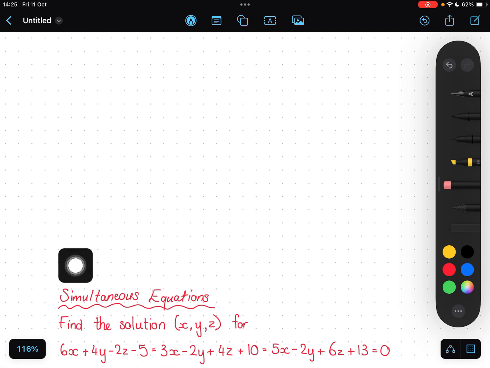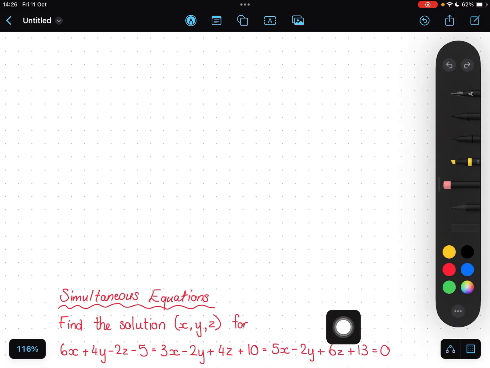Okay, so here's a simultaneous equations question that you guys asked me to go through. It says find the solution x, y, z for, and it gives us an equation here. It's funny because it has x, y, and z with a constant and then an equals, and then an x, y, and z and a constant equals x, y, and z and a constant.